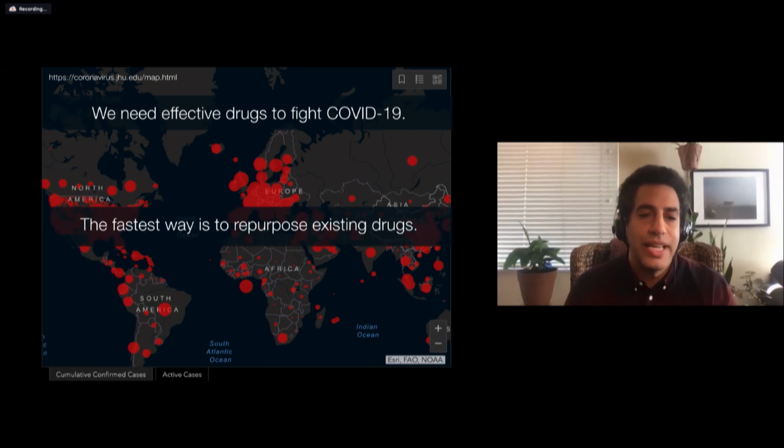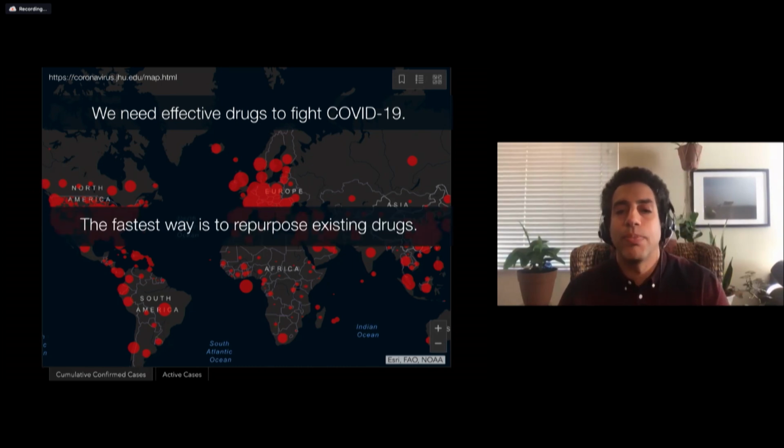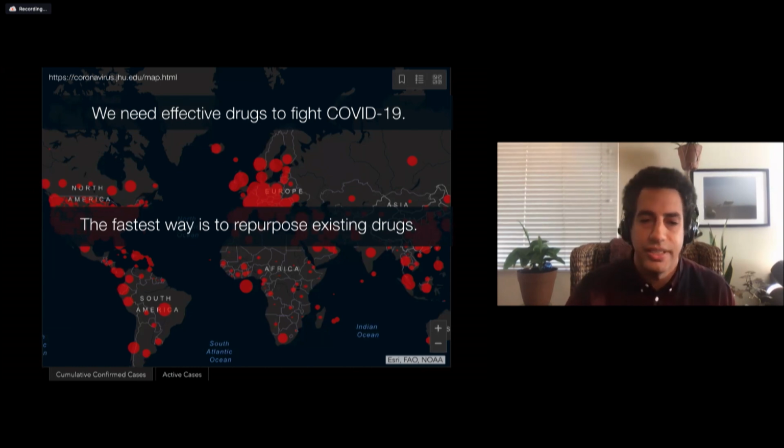Now, the fastest way to develop drugs is to repurpose existing drugs that are already on the market or in clinical trials. The big advantage of this approach is that you can leverage a lot of work that's already been done. These compounds have already undergone extensive testing, and we know a lot about their safety. So if we have good reason to believe that they're effective, we can advance them into clinical trials almost immediately.